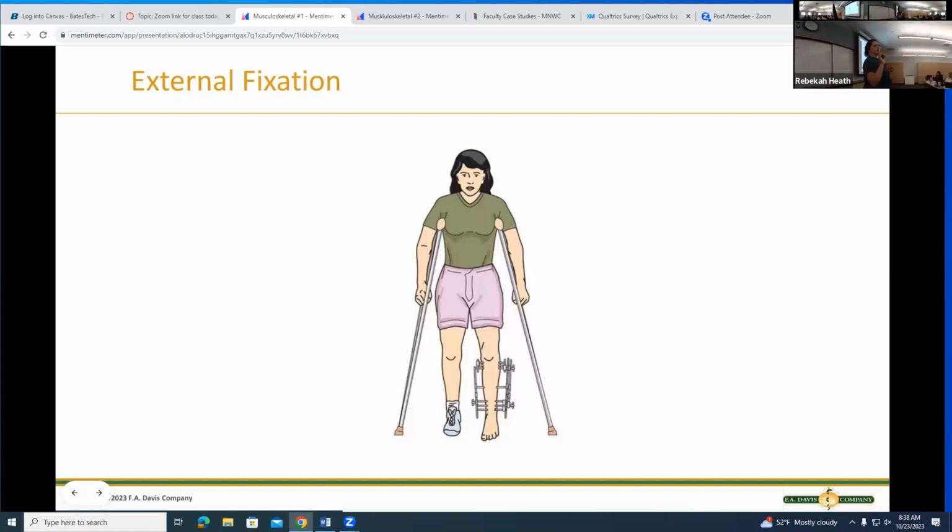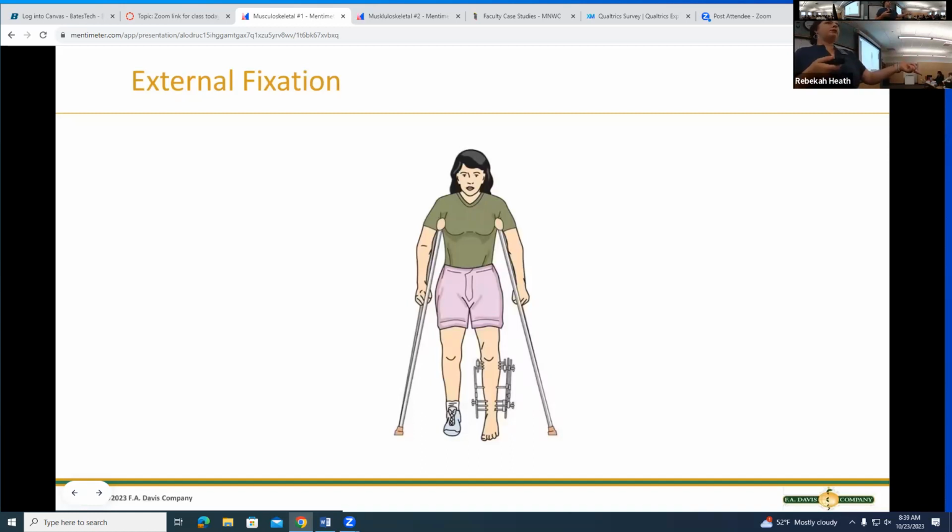Have you guys gone over circulatory or neuro assessments in foundations? Neuro assessments? Yeah. So if you're assessing somebody that has an external fixator like this, what kind of things are you assessing? Pain? Circulation? Numbness? Redness. Yeah, especially around the sites where it goes in. Vital signs.